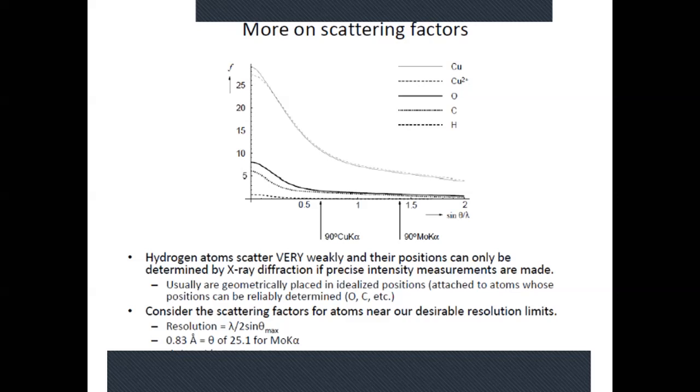It's very hard to determine their position. Now, it doesn't mean you can't, it's just very hard. And in some cases, for hydroxyl hydrogens, you can identify their position based on electron density, because you can see the electron density resulting from that hydrogen atom.